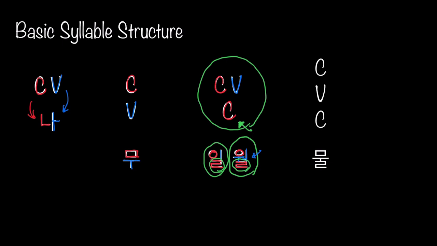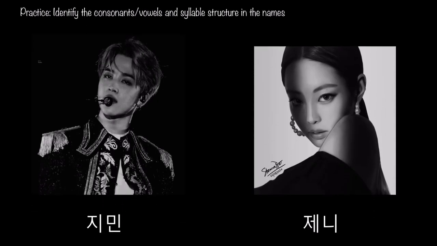All right, and you have a structure like this, where you have a consonant at the top, vowel in the middle, followed by a consonant at the bottom. It's like this syllable here, 물. All right, so with that, let's dive into practice. We have our two guests here for this lesson.